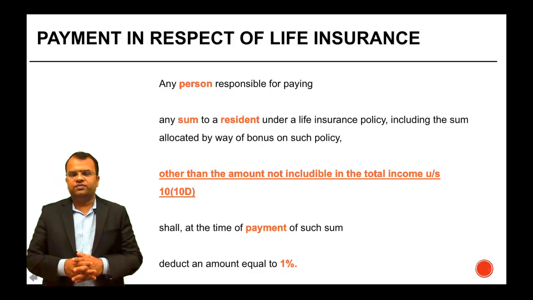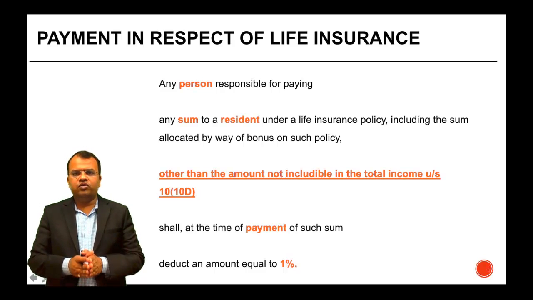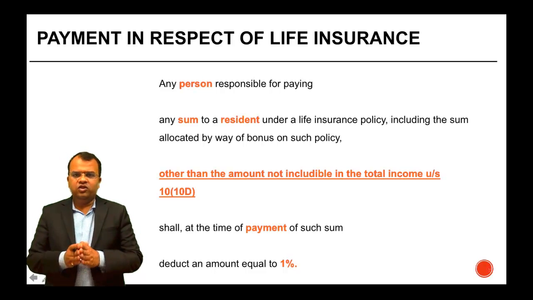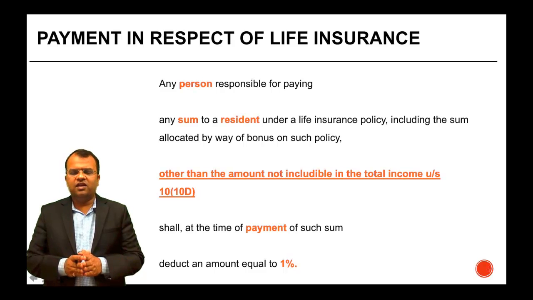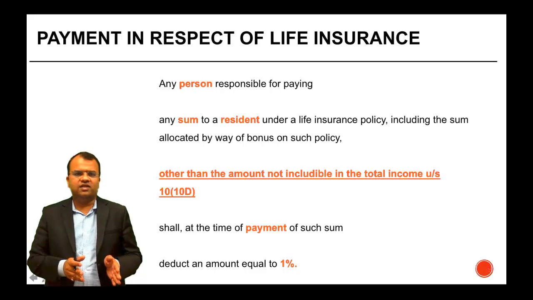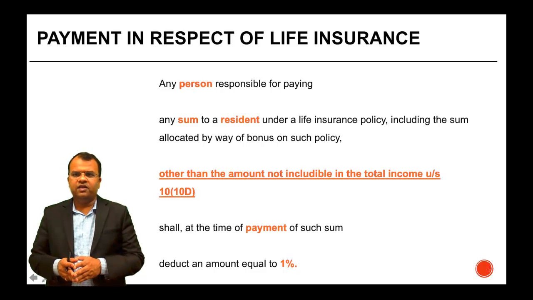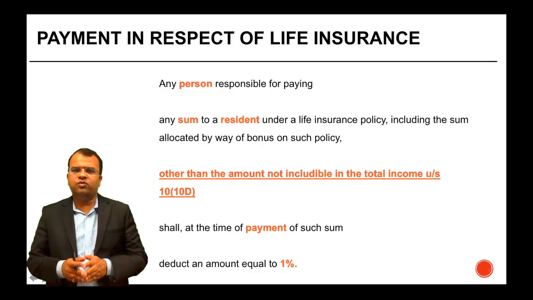Let's first look at the section. Any person responsible for paying. Person here would cover both resident as well as non-resident. Any sum to a resident. The use of the word resident indicates that if the recipient is a non-resident, then he is not covered under this section. Under a life insurance policy, including the sum allocated by way of bonus on such policy.